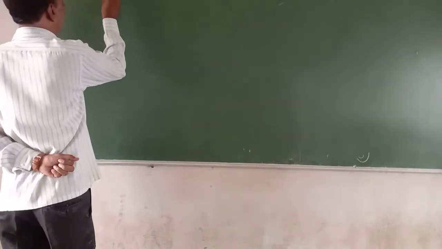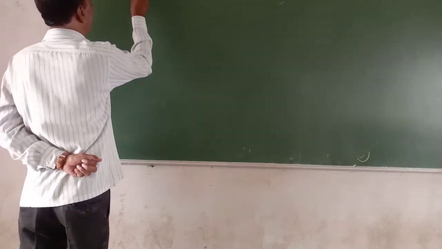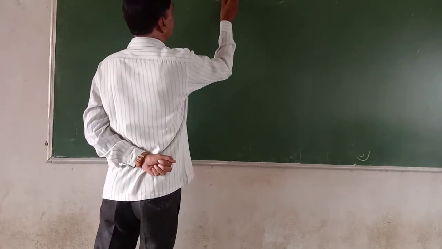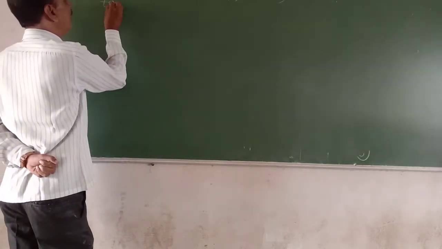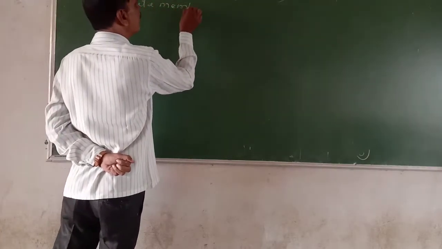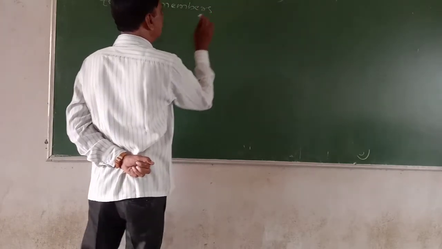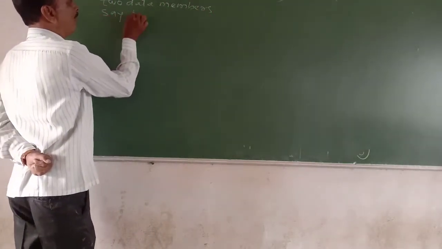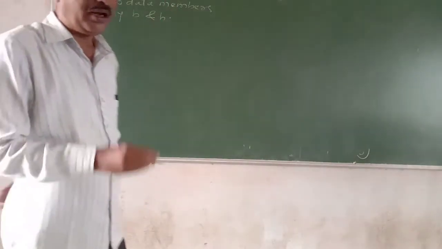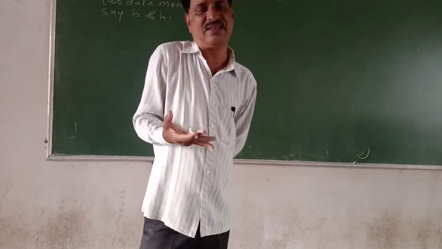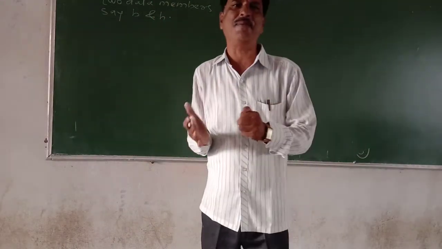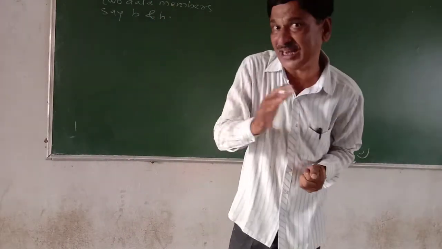The question will be like this. Define a class with two data members, say base and head, B and H. Now, this is the requirement of a class. In the class there are two data members. We know that a class consists of data members and function members. So the data members are mentioned, that is B and H.